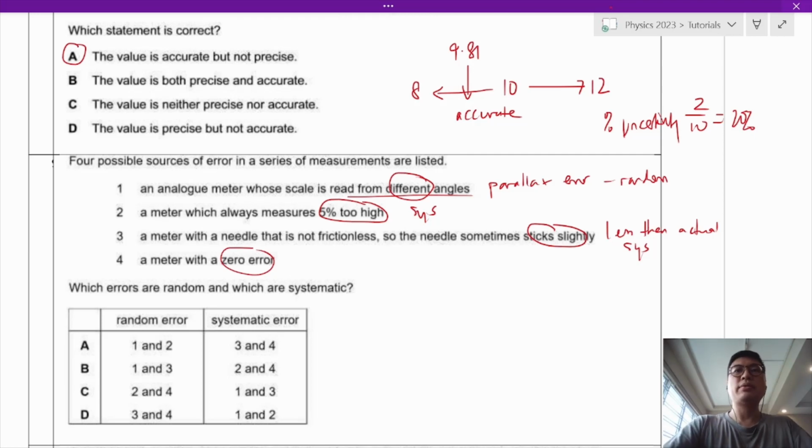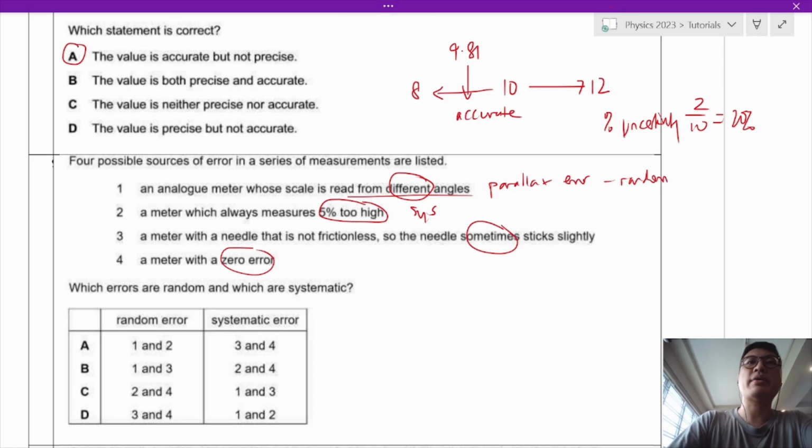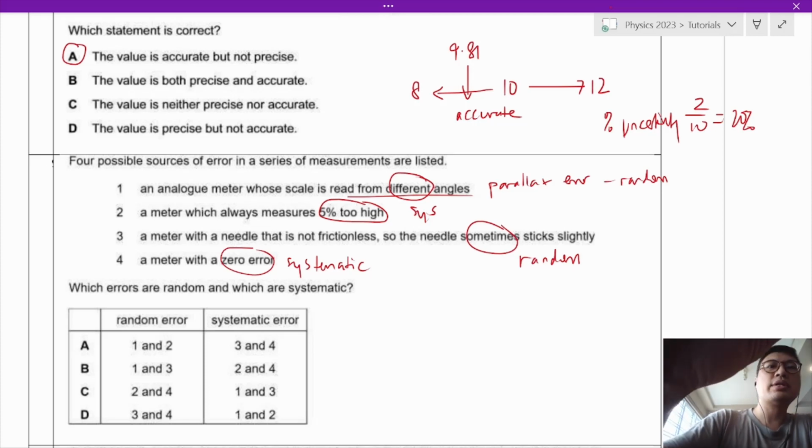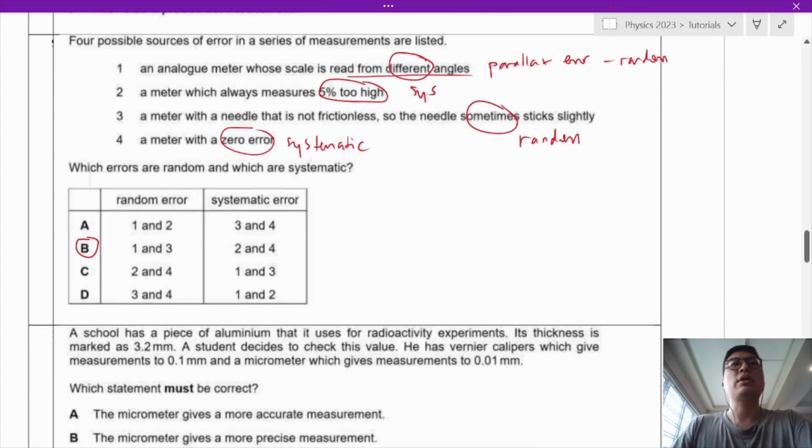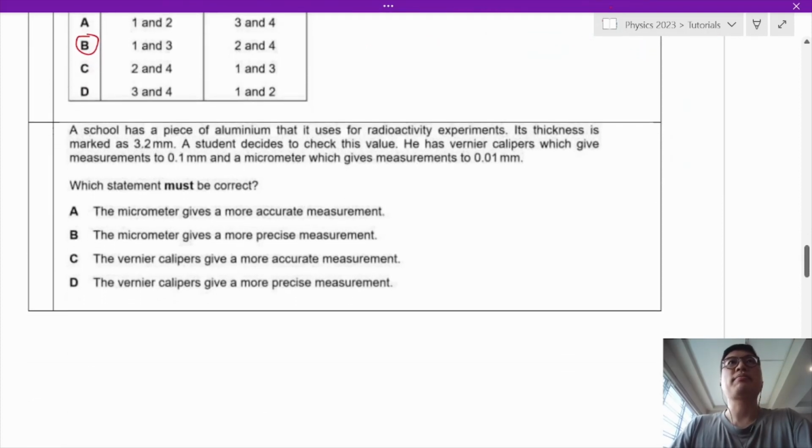I'm sorry, the word sometimes means that it's an unpredictable error, so it would be a random error. Alright, and a meter with a zero error is a systematic error because it's not calibrated. Okay, so the random errors will be 1 and 3. The systematic errors will be 2 and 4. Of course, you can argue that 3 is also systematic, but let's choose the best answer.